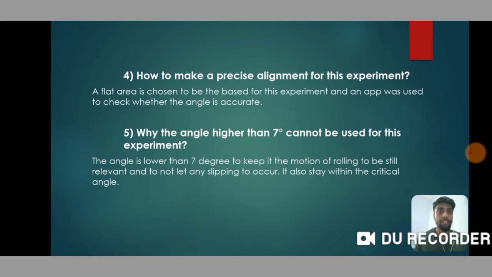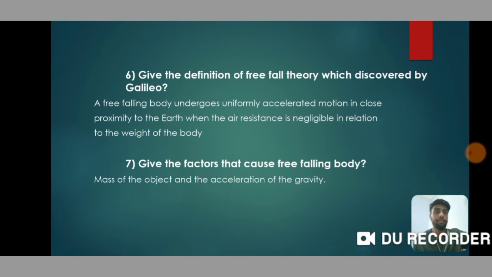Number 5, why can an angle higher than 7 degrees not be used for this experiment? An angle lower than 7 degrees keeps the ball in rolling motion and slipping won't occur. It is also within the critical angle. Number 6, give the definition of free fall theory which was discovered by Galileo. A free falling body undergoes uniformly accelerated motion in close proximity to the Earth when the air resistance is negligible in relation to the weight of the body. Number 7, give the factors that cause a free falling body: mass of the object and acceleration of gravity.